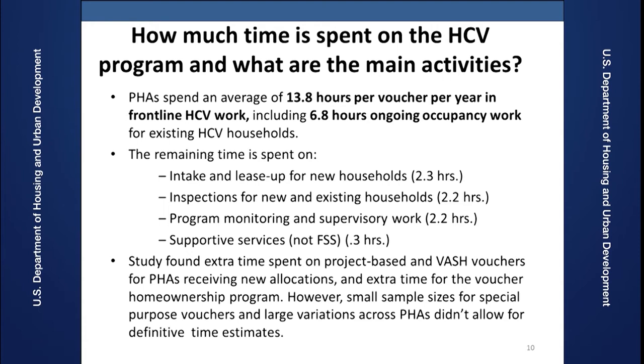We found that the agencies spent extra time on new allocations of project-based and VASH vouchers. But the number of PHAs receiving these new allocations and administering the vouchers was very small out of our 60 PHAs, which resulted in inconclusive data. We had wide confidence intervals around the time estimates for these vouchers, and so we recommended in the study that HUD further study these special voucher programs.